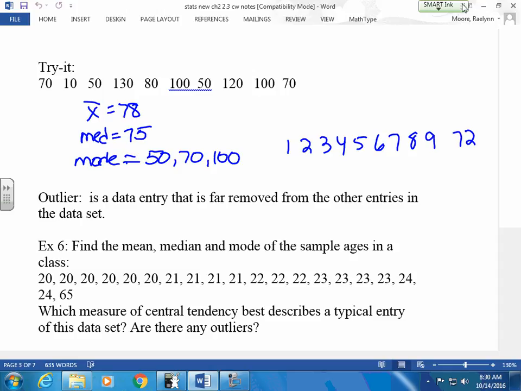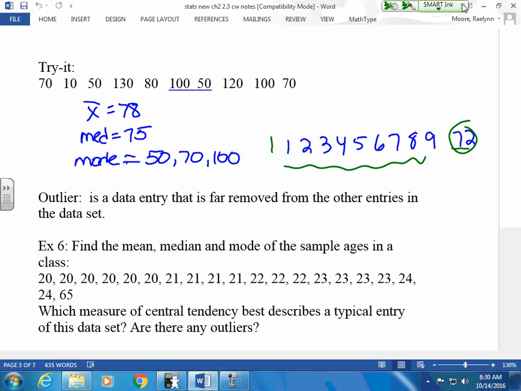What number is the outlier? 72, right? My data is like 1 through 9, and I have the clear blue, I got a 72. Will that affect my mode? No. Well, let's make this a little easier. Will that affect my mode? No. Will it affect my median?